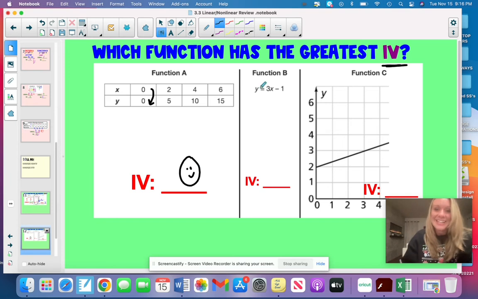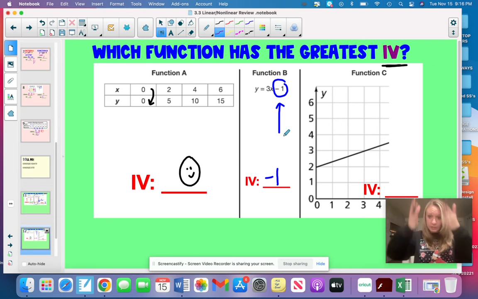For function B, the initial value is right here. Notice the sign, that's going to be -1. For my graph, it's wherever it crosses your y-axis. It's the y-intercept. So that's going to be right here at 2.